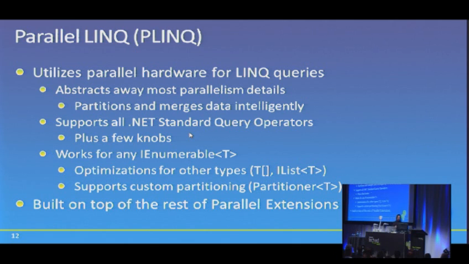Any sequence will do. Anything that can produce values, Parallel LINQ can cope with them, just as LINQ can cope with them. It has some optimizations and special handling for other types, in particular IList of T, which also includes arrays of T, allowing it to do some optimization under certain circumstances. And it also supports some customization of the way things are partitioned. So if you've got an algorithm or a data source that you know can be parallelized in a more efficient way than Parallel LINQ's default one, then you can tell Parallel LINQ how to do that. Parallel LINQ is built on top of the Task Parallel Library and coordination data structures, which we'll talk about briefly at the end.